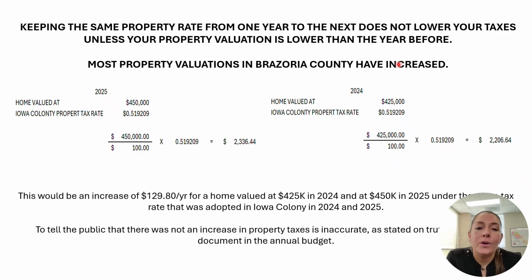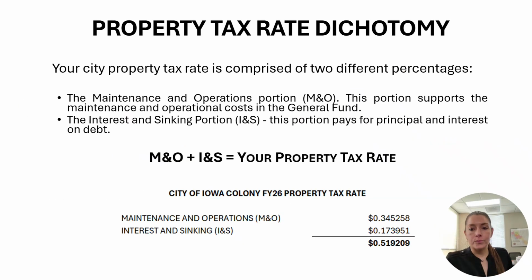It doesn't sound like much, but we'll go over the different taxing jurisdictions, and if all of them are keeping the same tax rate, you're going to be paying significantly more because we do have several taxing jurisdictions in the city of Iowa Colony. So before I show you the different taxing jurisdictions that we have within our city, I did want to point out that your tax rate is actually composed of two different percentages. As you can see, it's broken out.